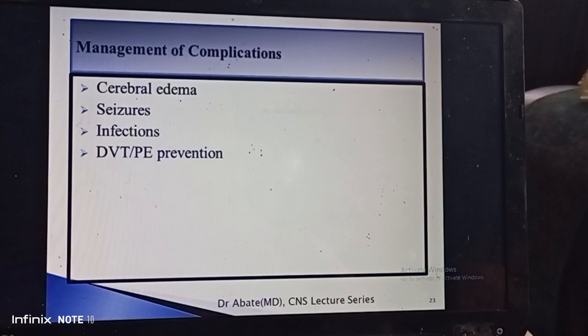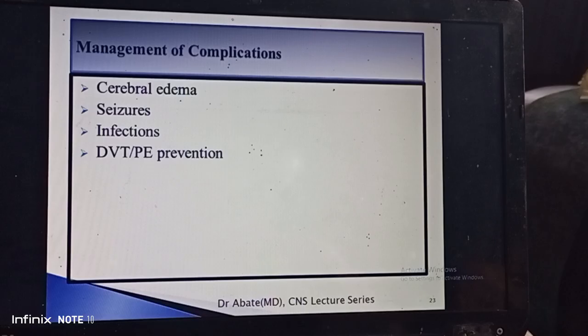It could be a hemorrhagic stroke, it could be an ischemic stroke. Both types of stroke can present with signs of cerebral edema and increased intracranial pressure. So you have to manage the patient for the increased intracranial pressure.